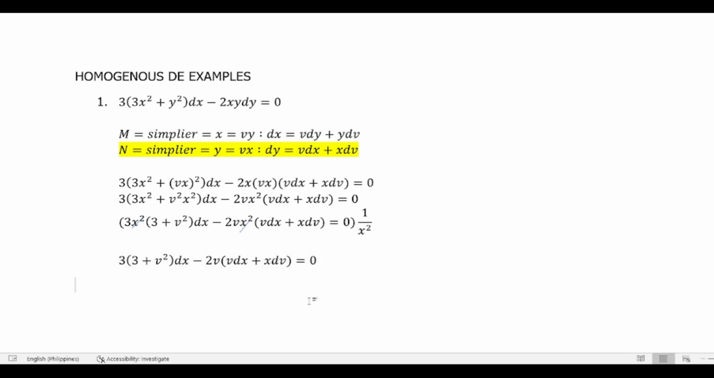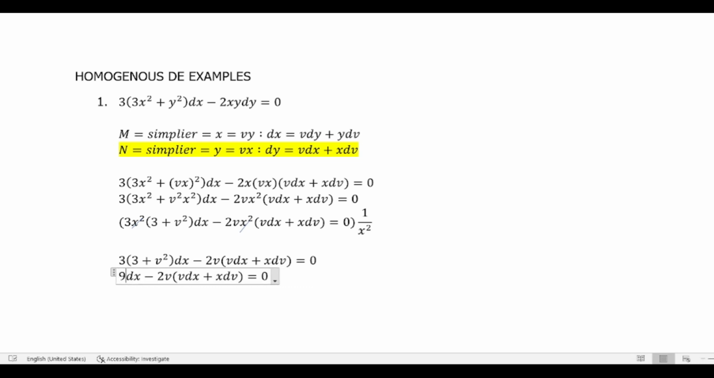And then the next thing we do is determine if there are actually like terms that we can merge. No, we will be expanding each term. Okay, so how do we expand? Okay, so 3 times 3, that would be 9.